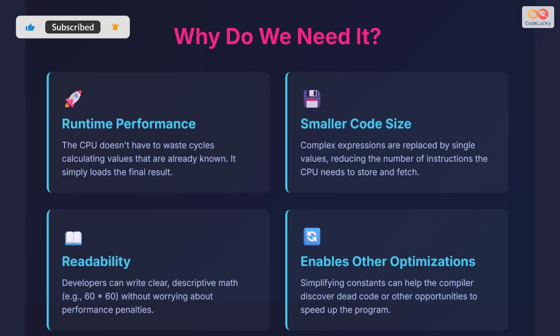Why do we do this? First, performance. The processor skips the calculation entirely at runtime. Second, code size. Replacing a long chain of operations with a single number saves space. Third, readability. You can write descriptive math in your code without worrying that it will slow down your program.